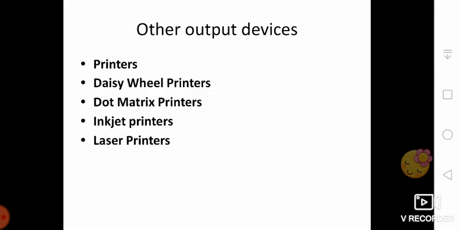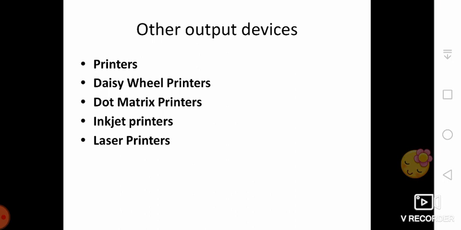Then other output devices, first one is the printer. A printer is an electromechanical device which converts text and graphical documents from electronic form to physical form. Then daisy wheel printers. Daisy wheel printers print only characters and symbols and cannot print graphics.